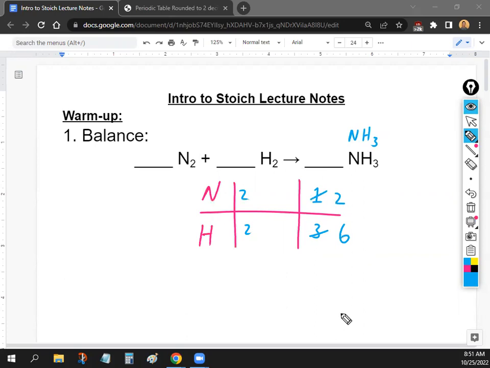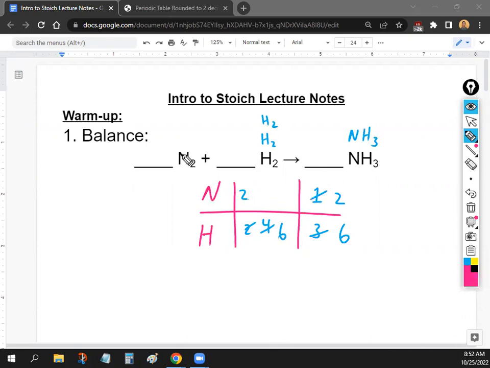Okay. So now the nitrogens are balanced, and the hydrogens are not. So we're going to go on the left side now because it has fewer hydrogens, and we're going to add hydrogens until they balance out. So I'm going to add H2. Now I have 4, and then I add 1 more, and that's going to get me to 6. So that's going to be the balancing for that one.